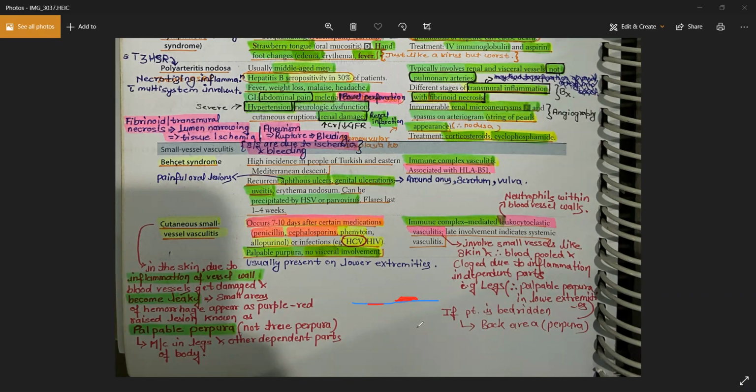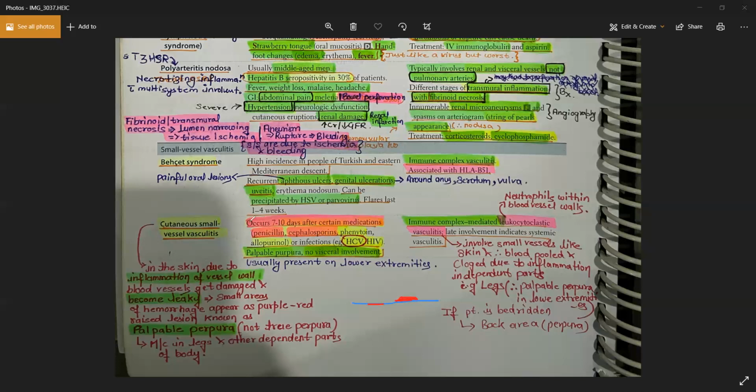This leakage of the blood will happen mostly on those areas which are dependent in your body, like when you're standing. The most dependent part of your body is your legs, right? And when you are sleeping, the most dependent part would be your back. So these rashes, the palpable purpura, will generally happen in the leg part and in the back part, on the buttocks. This is a very important thing.